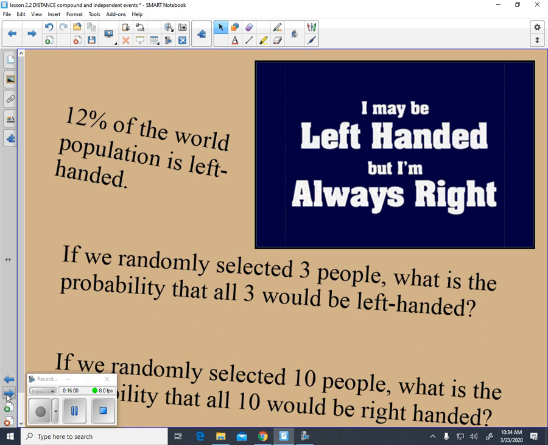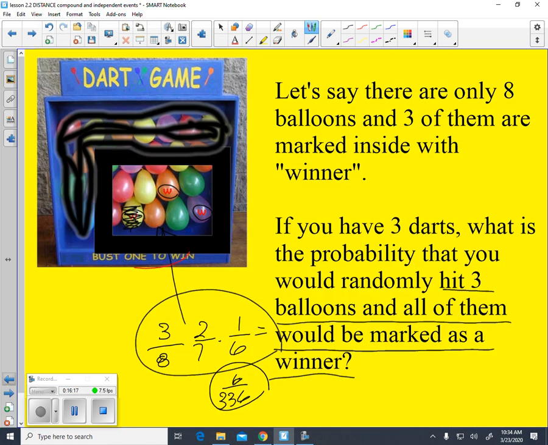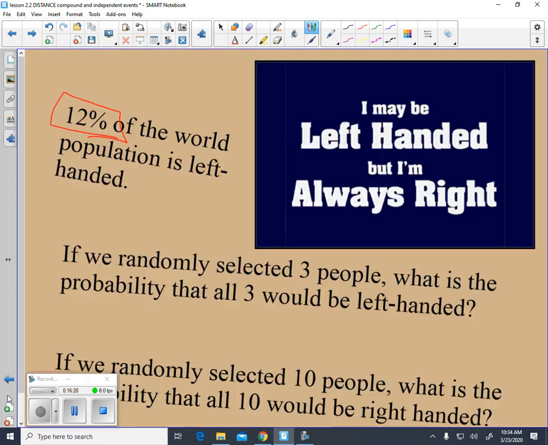Okay, one last thing in the lesson, and now we're changing flavors a little bit in that we're working with percents now, and we don't even know what the total number of items are. Like in the last example, we knew there were 8 balloons at the beginning. Here we don't even know how many people there are altogether. So we work these a little bit differently. So 12% of the people are left-handed. So what percent of the people would be right-handed then? Okay, we'll assume there's no ambidextrous people. All right, so 88% are right-handed, 12% are left-handed.